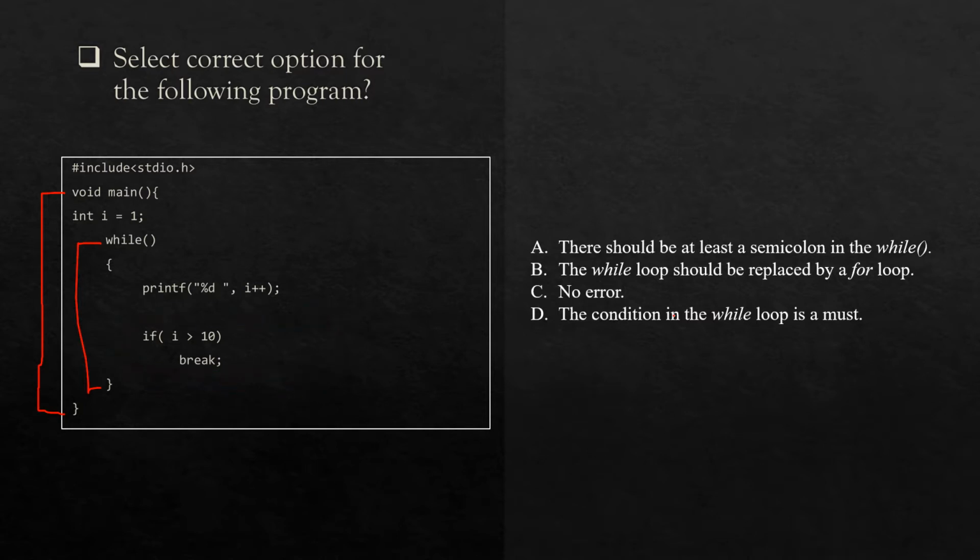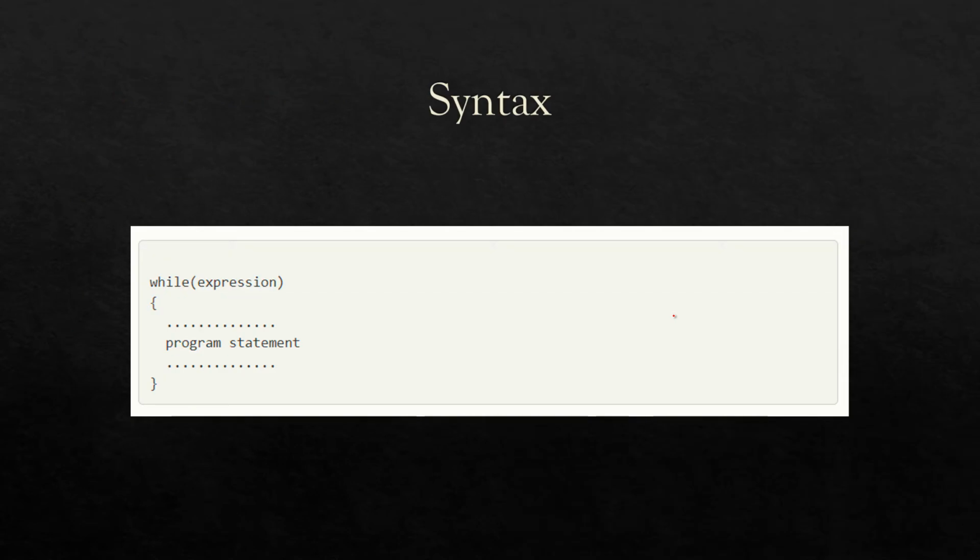So we have to identify whether this program is correct or not, or if we have any syntax error, or we have anything missing here, then we have to specify that one. So in the first option, it is saying that there should be at least a semicolon in the while loop. So we know that the syntax for the while loop is like this.